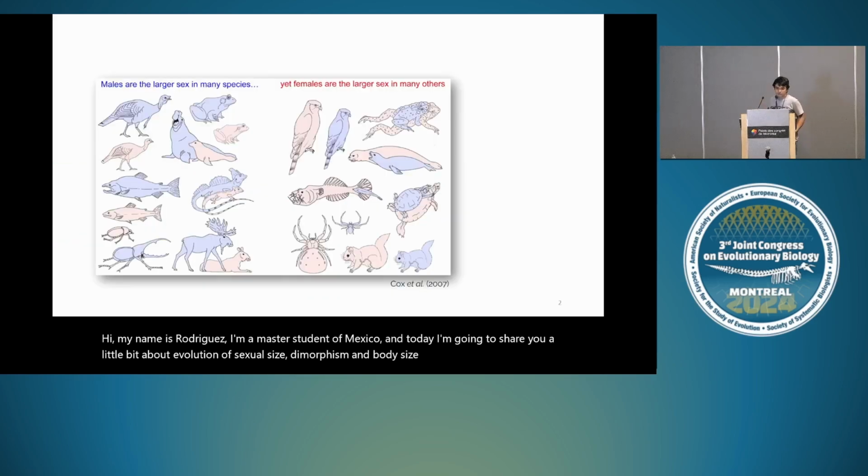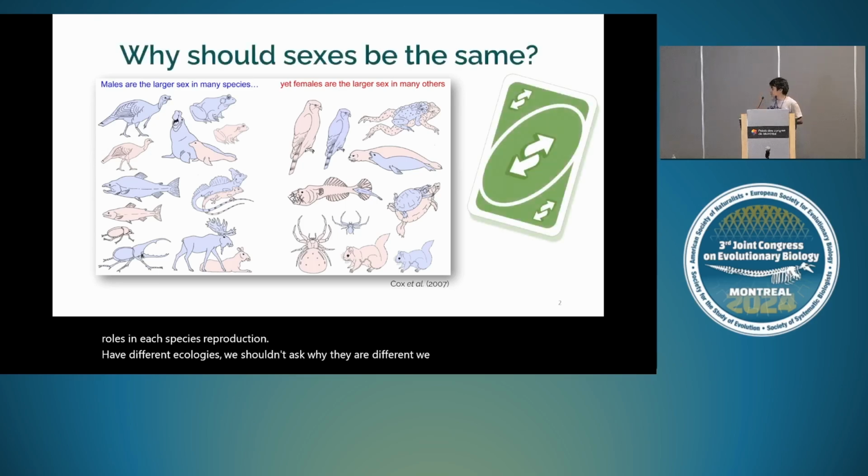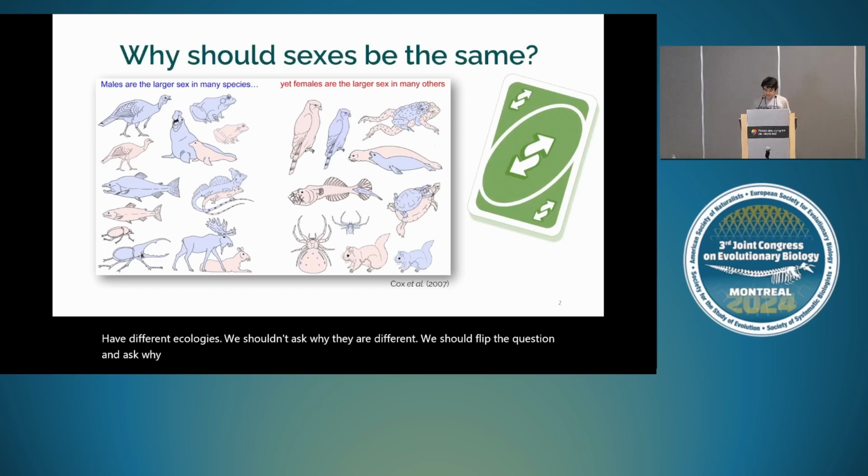So, as you may know, in animals, it's really common that males and females are different. In some species, the males are larger, but in many others, females are the larger sex. But since they have different roles in each species' reproduction and have different ecologies, we shouldn't ask why they are different. We should flip the question and ask why should sexes be the same.